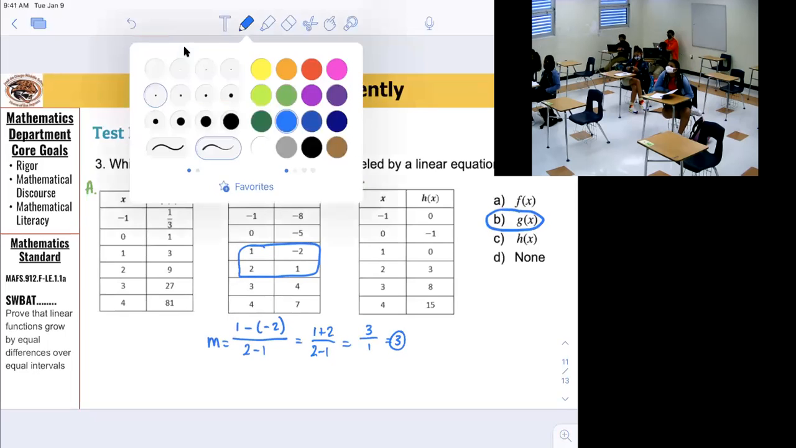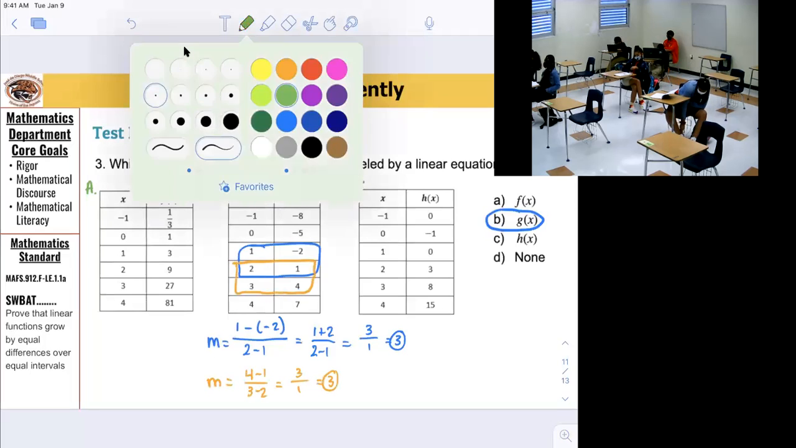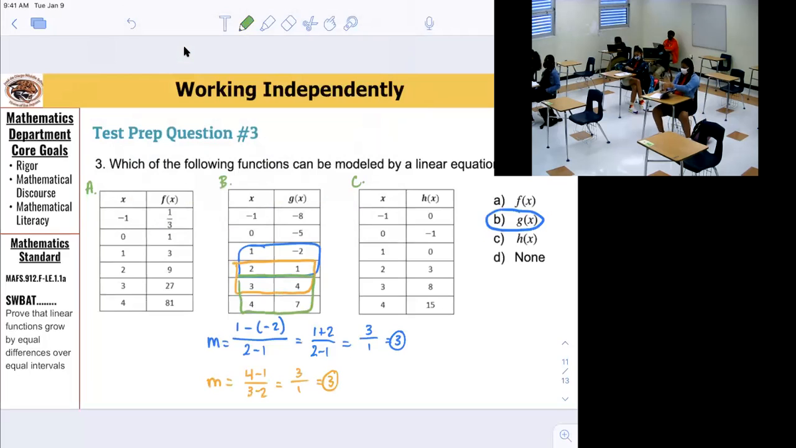If I check the next 2 points, it's a little bit easier because I don't have any more negatives. I would have 4 minus 1 over 3 minus 2, which is 3 over 1, which again gives me 3. So I'm 2 for 2 right now. I'm going to check one more time just to be perfectly sure. My third set of points would be 7 minus 4 over 4 minus 3, which is 3 over 1, which is 3. So I got 3, I got 3, I got 3. That means that this one is definitely linear.